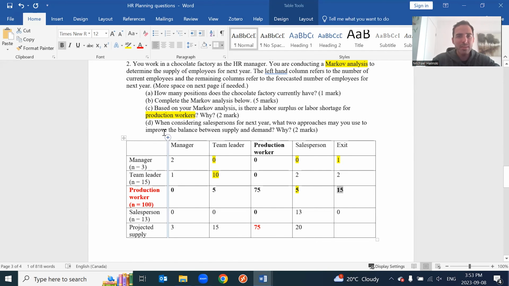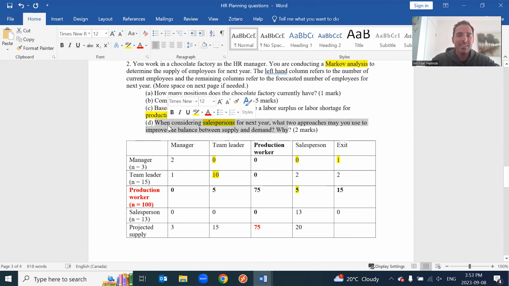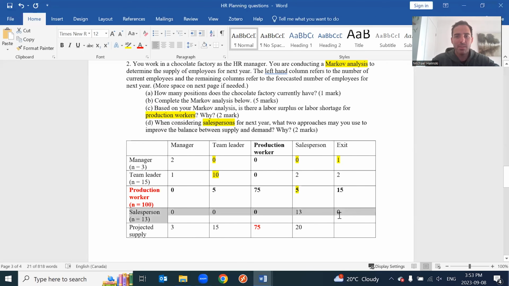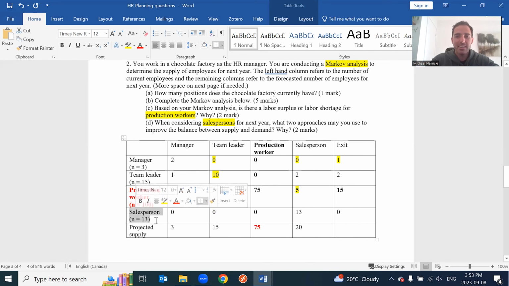Okay, good. Part D, when considering salespeople, so we're focusing on salespeople now. What two approaches may you use to improve the balance between supply and demand? So this is the exact same question as part C, just written differently. Instead of focusing on production workers, we're focusing on salespeople. So here we have 20 projected for next year and 13 this year. So we have a labor surplus.